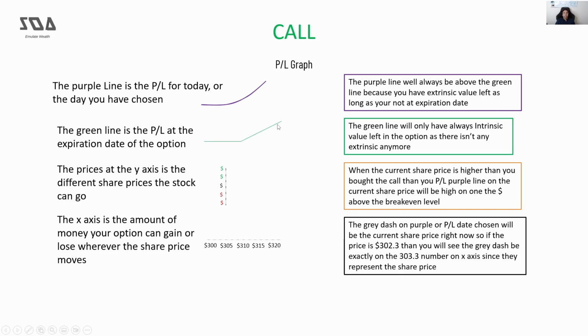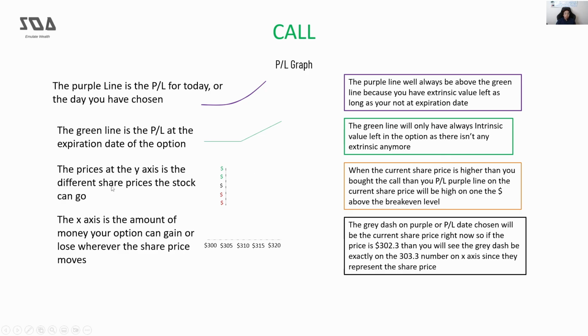Always. Why? Because it has extrinsic value. That means that if the price went up by $1, the option today would be worth more compared to the option at expiration if the share price moved up by the same $1. In fact, it might even end up losing. It won't be enough because it only has intrinsic value.